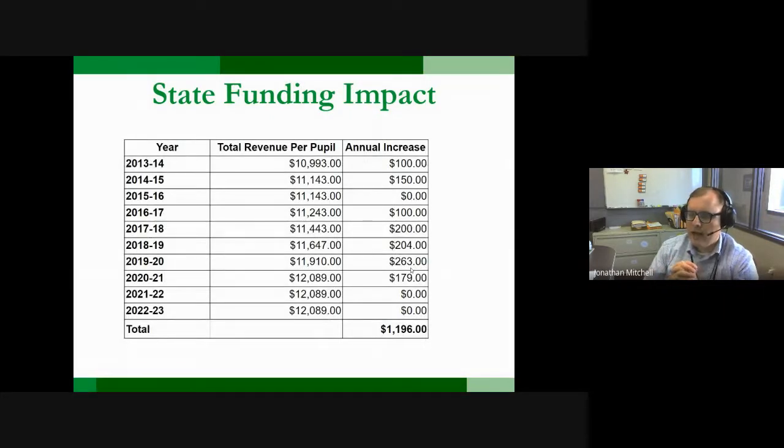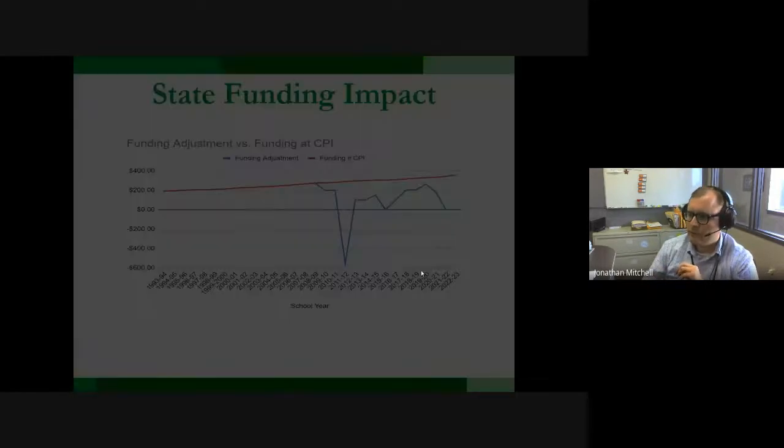And then to look at that in the last 10 years and compare that with overall revenue per student, it's just over $1,000 in the last 10 years. So $1,196. In the current 2-year state budget, 21-22, our current school year, and next year, there is no per student spendable revenue limit increase.